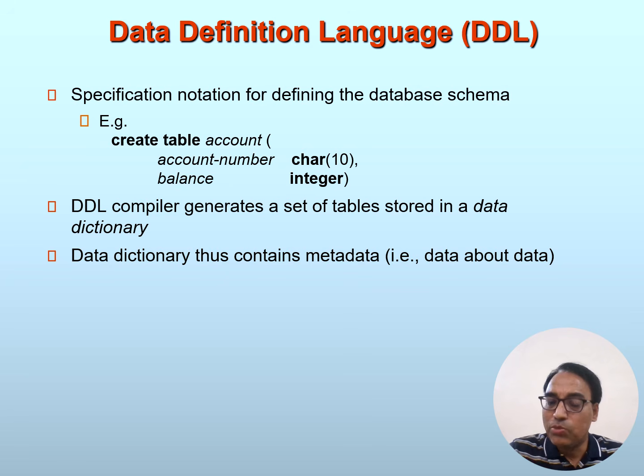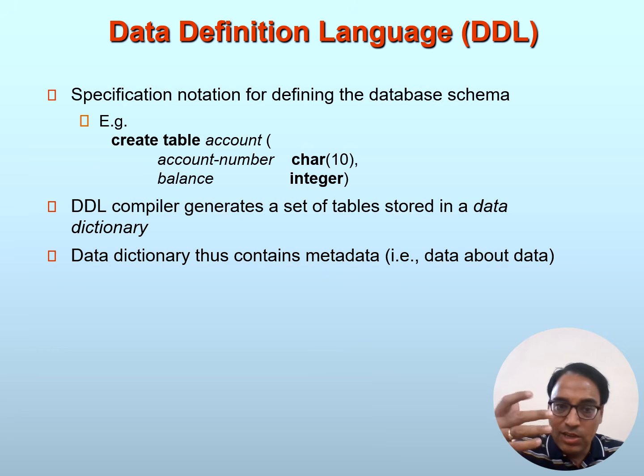Character 10 I am putting because it is itself a string. So account number can be of 10 characters, nothing more than that. So account number and balance I declared. Account number is a string of length 10 characters. Further, the balance is an integer, so the whole number will be considered here, not decimals. This DDL defines the table.